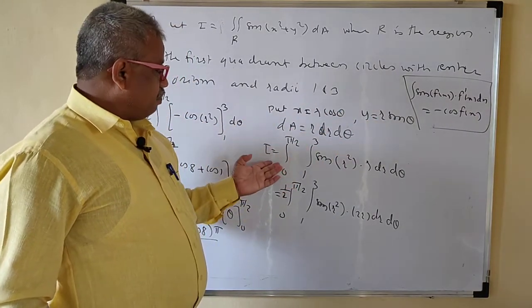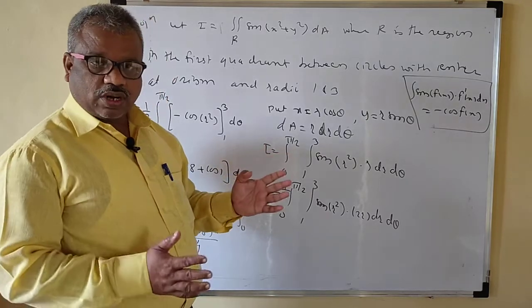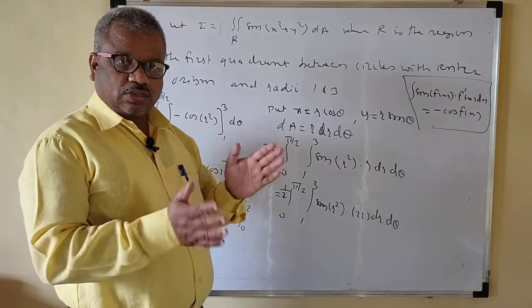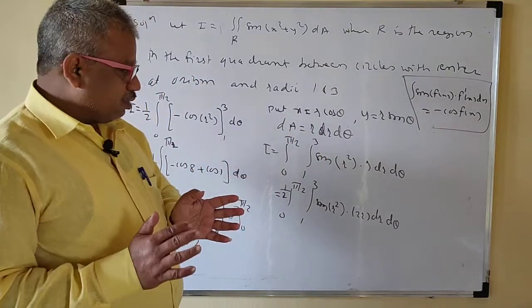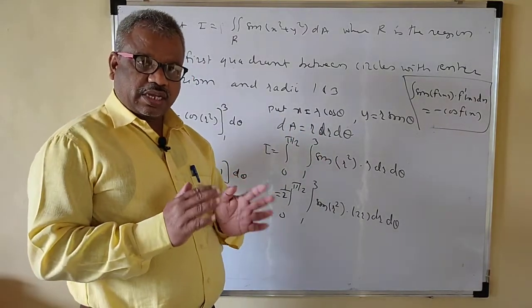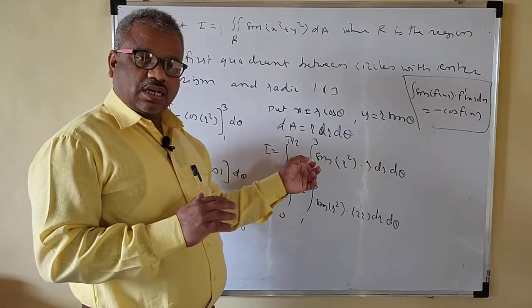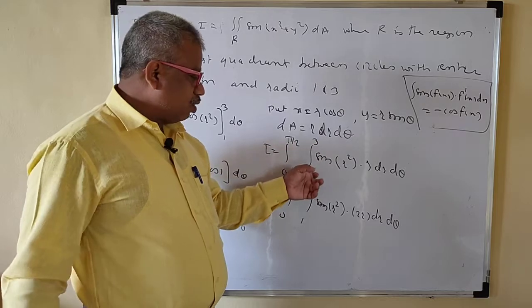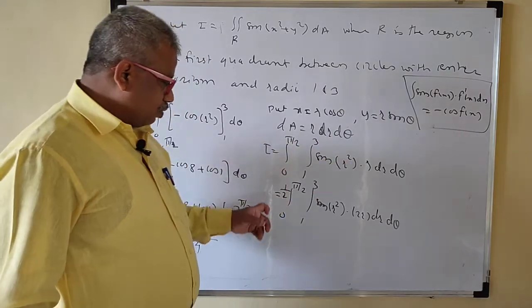So then your integral becomes what? You are in the first quadrant, that means theta is 0 to pi by 2. And the radius is what? The two circles are there, their radius is 1 and 3. That means your region of integration lies between the circle whose radius is 1 and the circle whose radius is 3. So the limit of r is 1 to 3.